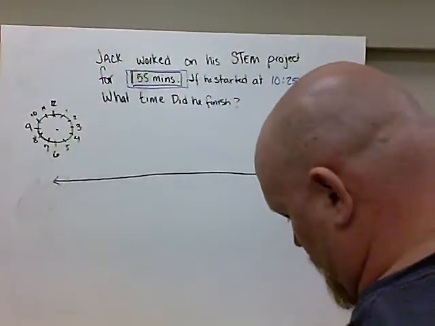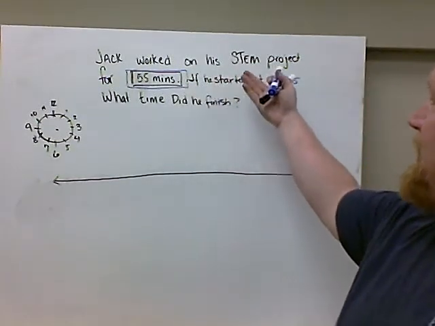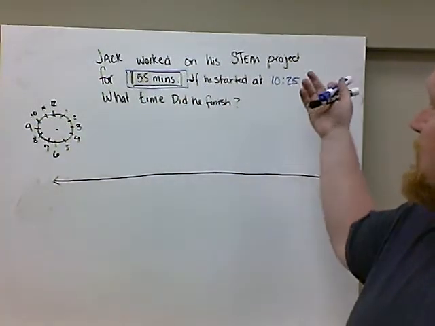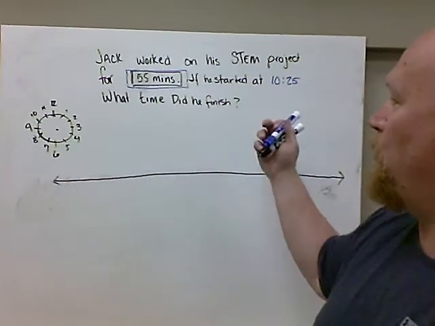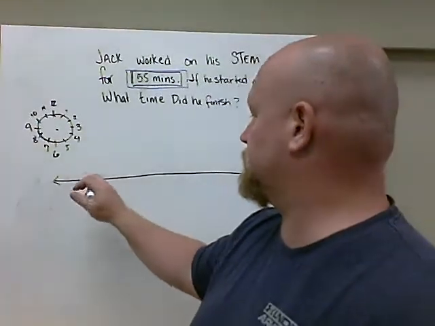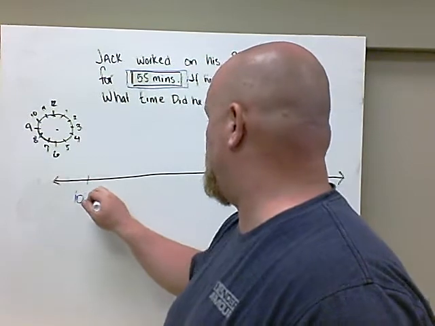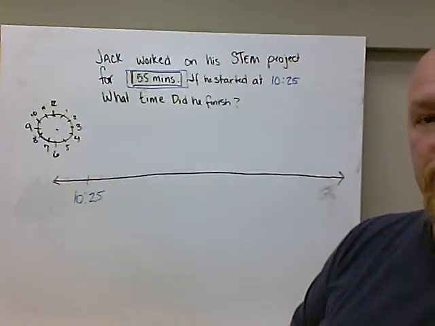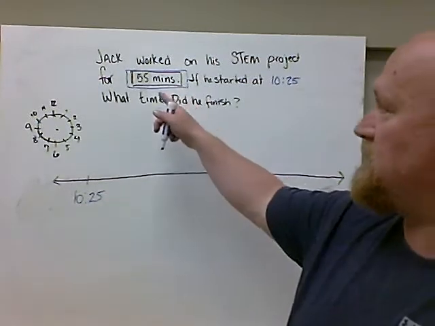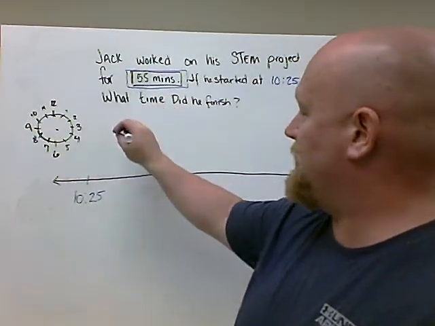Let's look at the second problem from the last video. Jack worked at his STEM project for 55 minutes. If he started at 10:25, what time did he finish? Great. I know my start time. It's 10:25. But what I don't know is my end time. So to use that, let's just make some interval jumps for ourselves using this number line. I know that I need 55 minutes.